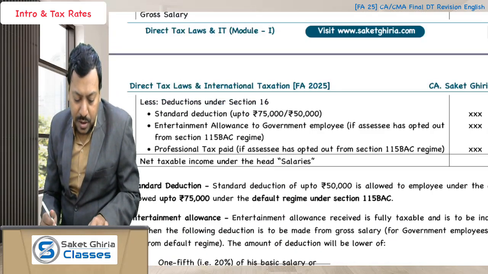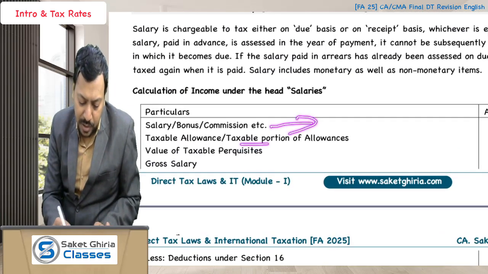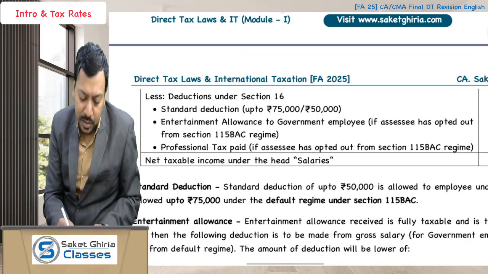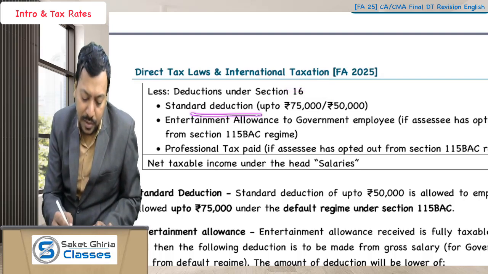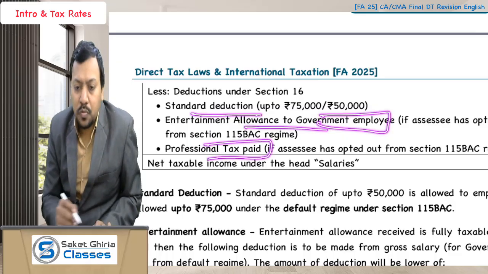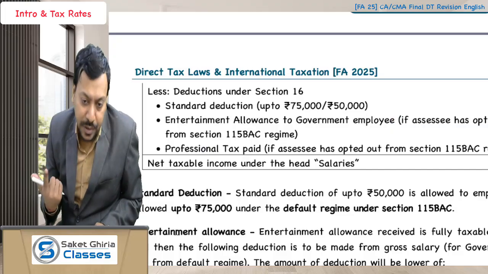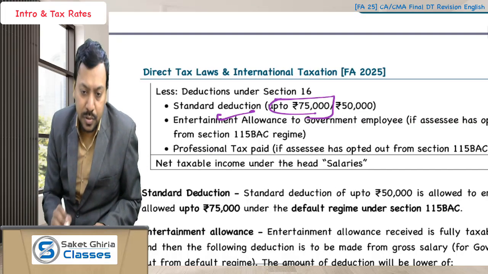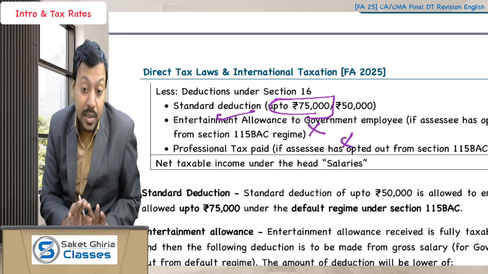There are three kinds of deductions, and this is the general format of salary income: salary, bonus, commission, etc., travel allowance, perquisites, value of perquisites, gross salary, and then from this gross salary there are three kinds of deduction. One is standard deduction, another is entertainment allowance deduction to government employees, and another is professional tax deduction. Now, if the employee is in default regime, then standard deduction is allowed up to rupees 75,000. Entertainment allowance deduction not allowed, professional tax deduction not allowed.